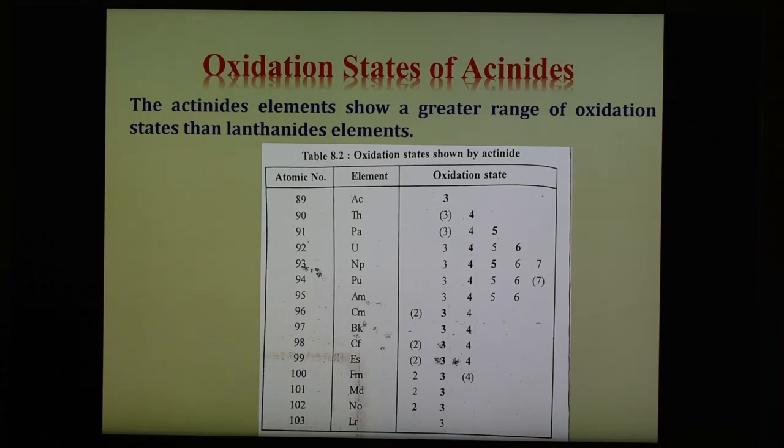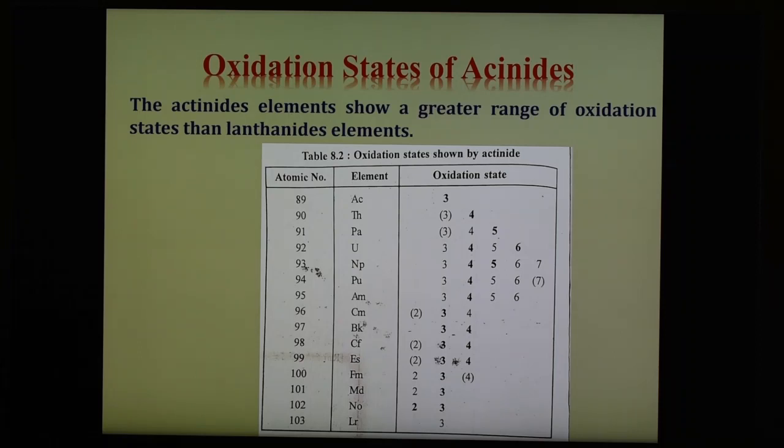The +2 oxidation state in actinides is very rare and shown by only some elements. Americium 2+ has the electronic configuration 5f7. It is similar to europium Eu2+ in the lanthanides, but exists only in the solid state. So some elements show +2, and +3 is the most common oxidation state among all the actinide elements.